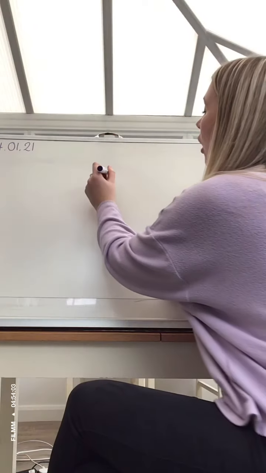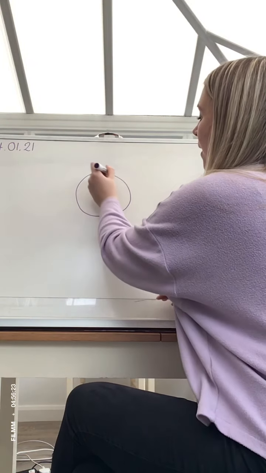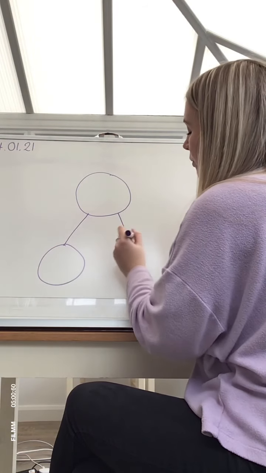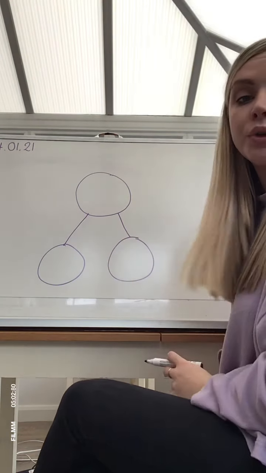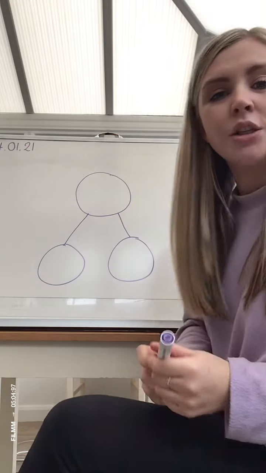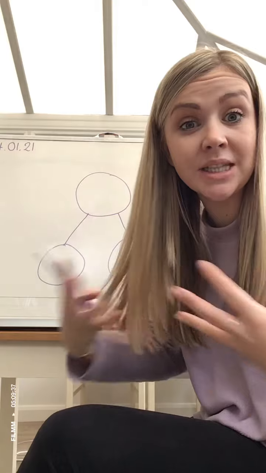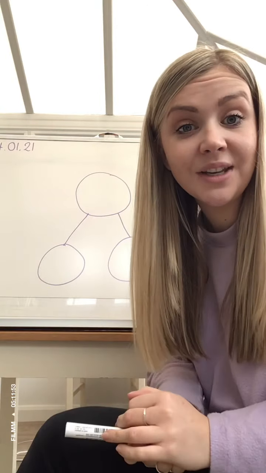So we can use a part-whole model to help us. Here is my whole, and I want to partition that number into groups. Now I've drawn a part-whole model that has two parts. Does a part-whole model always have to have two parts, or can a number be partitioned into more than two parts? Pause the video and speak to a grown-up.